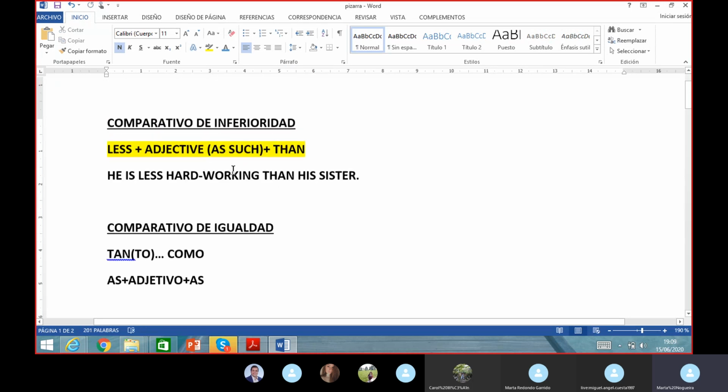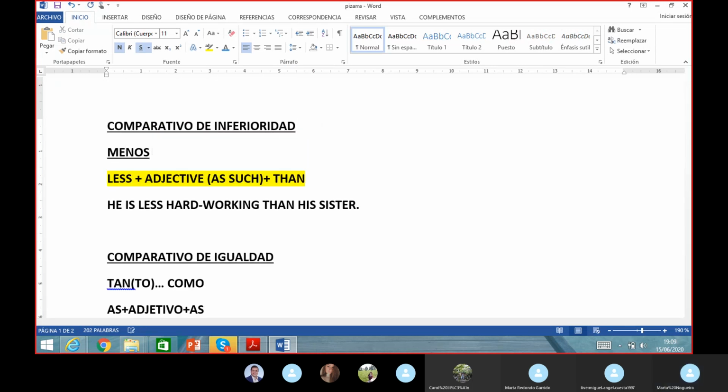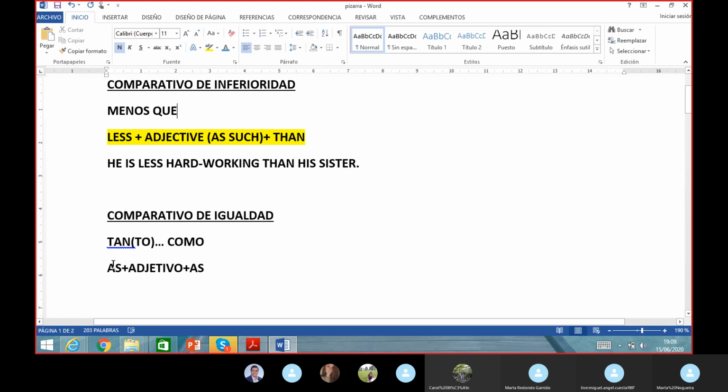Esto era menos que, ¿vale? Y esto es tan o tanto como. Entonces, as, adjective, plus as. She is as beautiful as her mother. Okay, so that would be the structure. En ambos casos, chicos, da igual que los adjetivos sean largos o cortos.